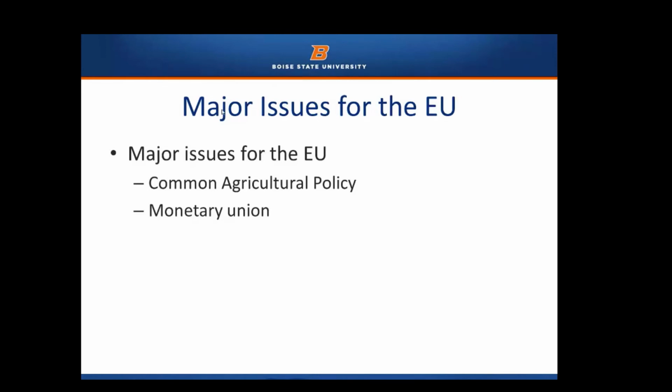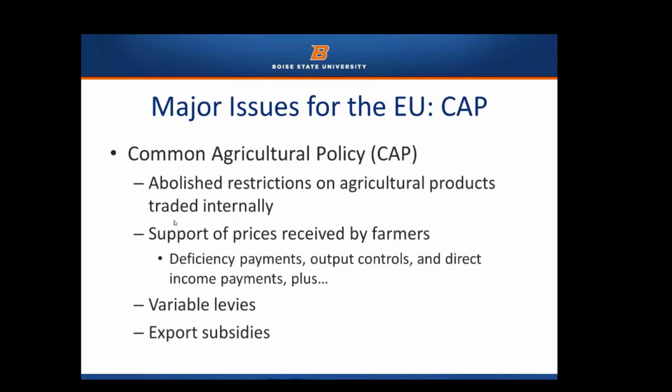And so there are some major issues ongoing with the European Union. There are a couple of sticky areas. As I mentioned, one of the hardest sectors to get agreement on is agriculture. And so the European Union has been implementing a common agricultural policy. That's been somewhat problematic, and also the implementation of the monetary union. So let's take a very quick look at these two.